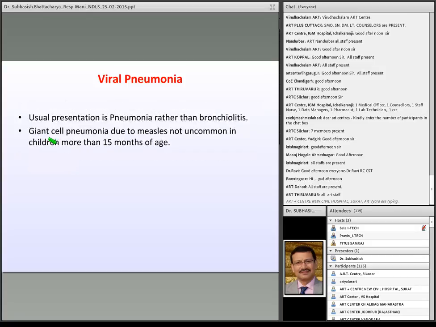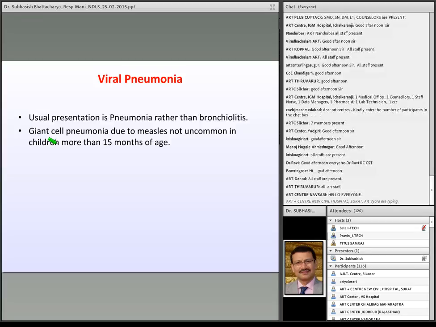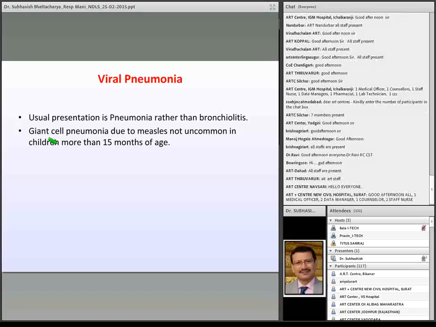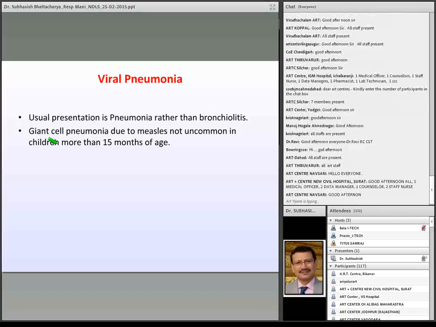The usual presentation is pneumonia rather than bronchiolitis, and giant cell pneumonia due to measles is not uncommon in children more than 15 months of age. So there is measles pneumonia or varicella pneumonia, and with giant cell formation in the lungs, known as giant cell pneumonia, we may see it in the presence of HIV.